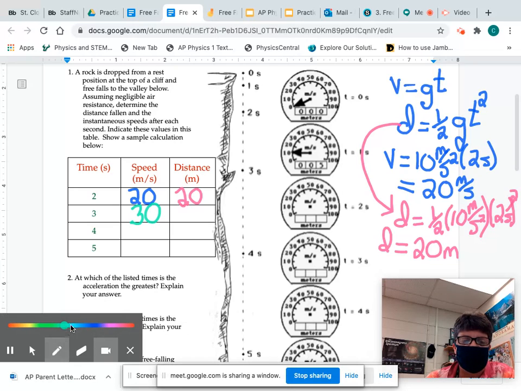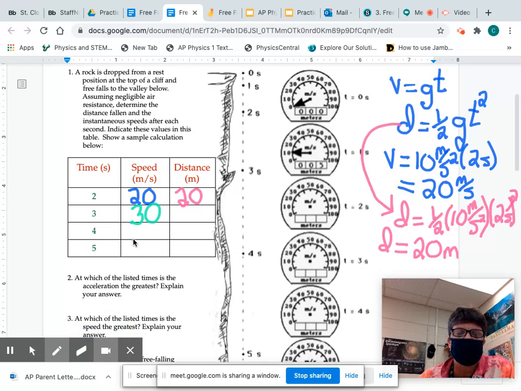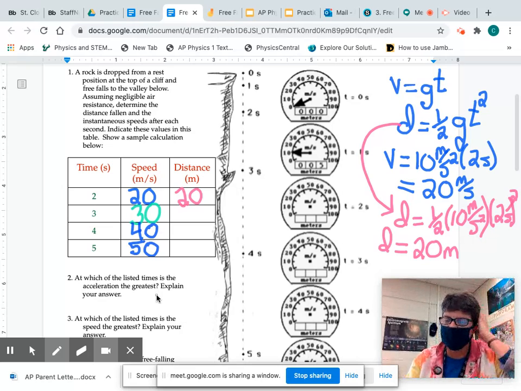All you got to do is take the 10 times 3. And then for 4 seconds, it would be 40. And for 5 seconds, it would be 50. Okay. So the speed takes gravity times time. That's as simple as you can get with that.